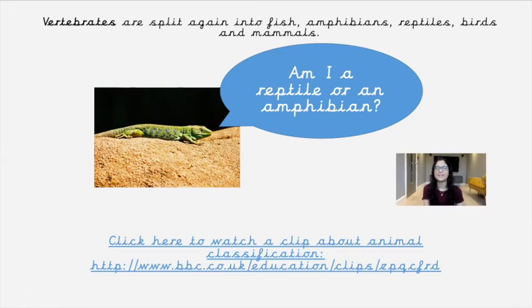So vertebrates are split again into fish, amphibians, reptiles, birds, and mammals. So the vertebrates are the living things with a backbone. They have a spine, and they are then grouped again into 5 different groups. So fish, amphibians, reptiles, birds, and mammals.